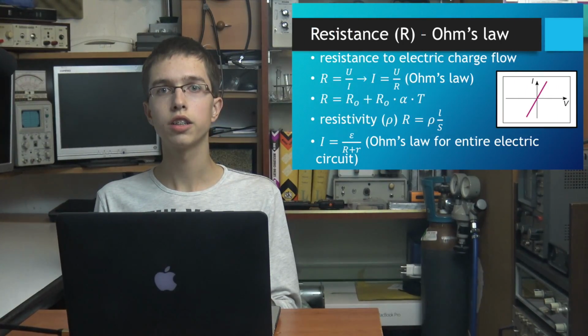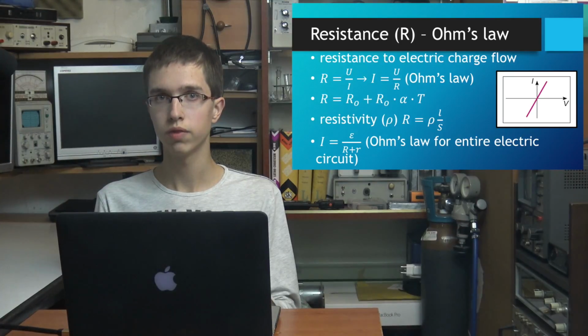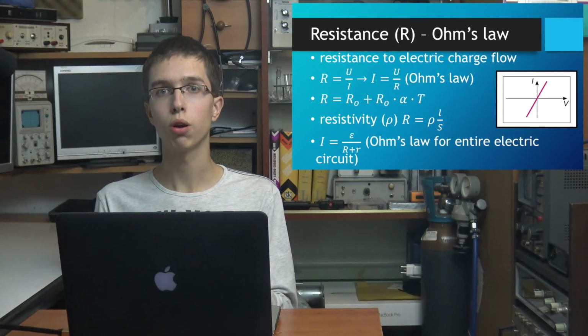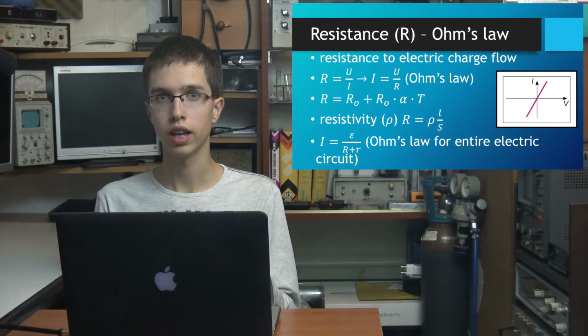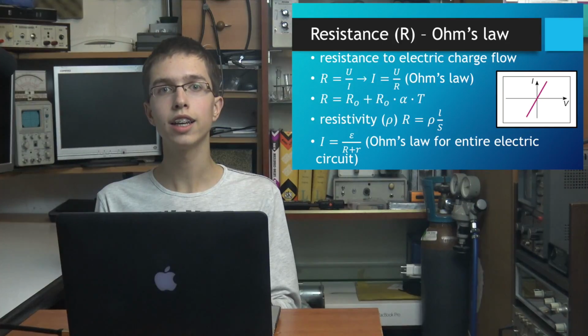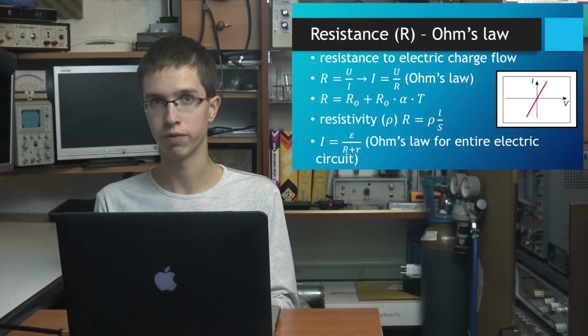Resistance. Electrical resistance, marked with big R, is a measure of resistance which a conductor offers to electric charge flow, to the passing of electric current. Its measuring unit is ohm, with big letter omega, and its proportion of voltage and electric current we can see in the formula: R is U over I.